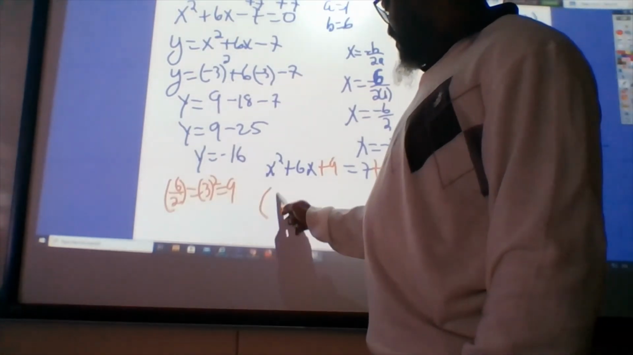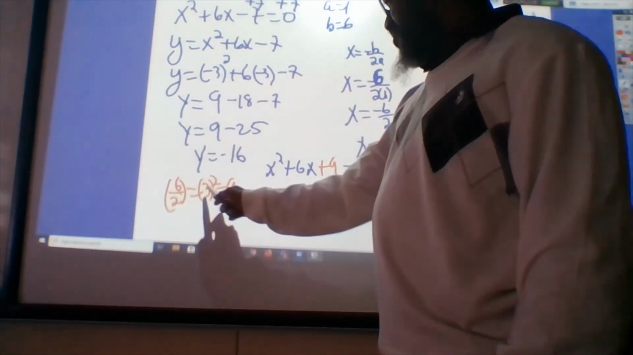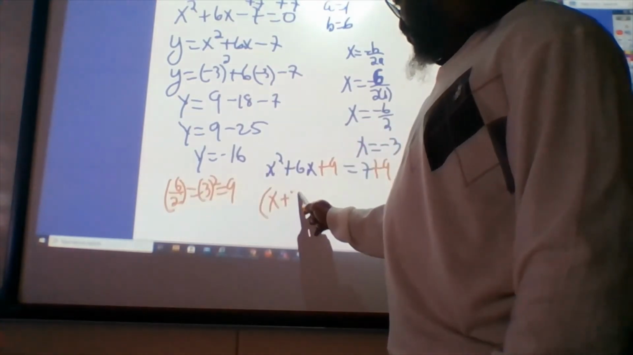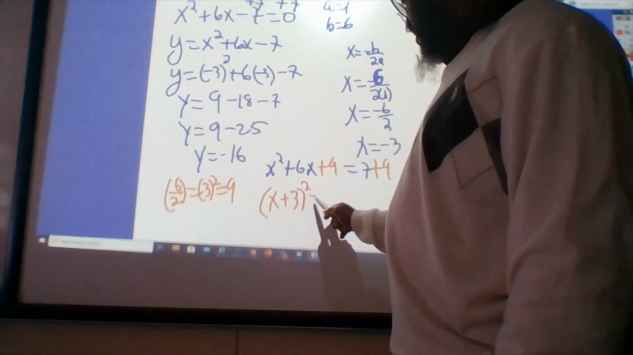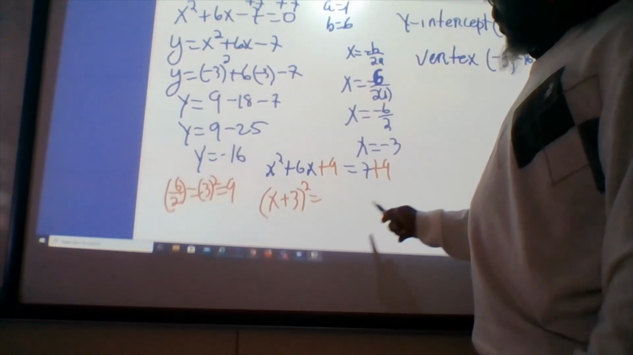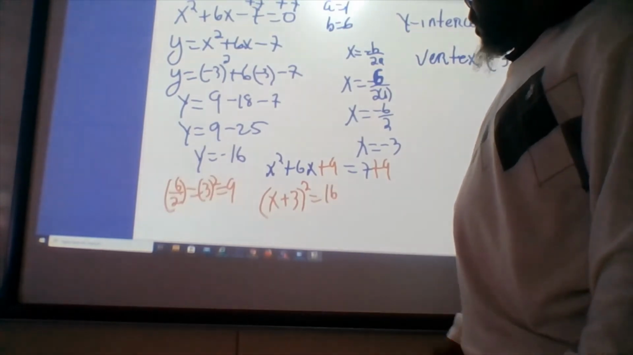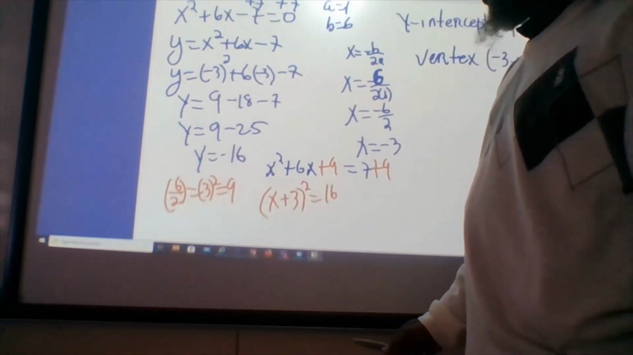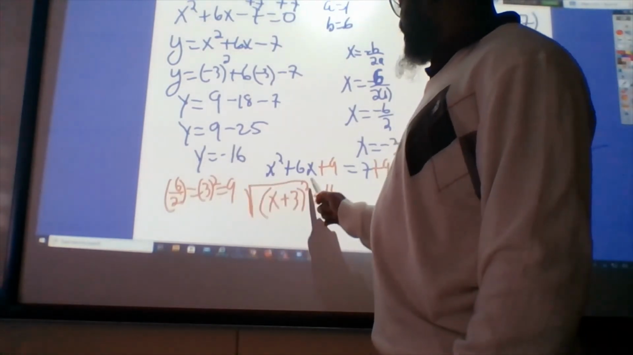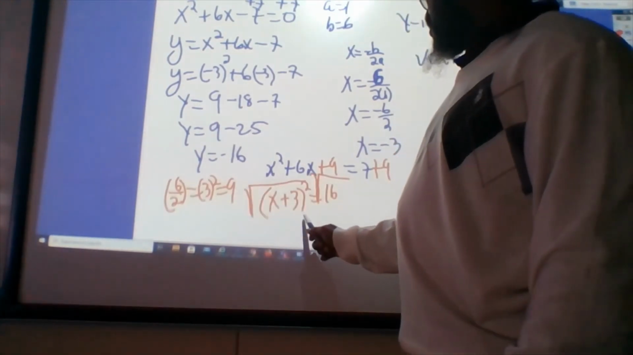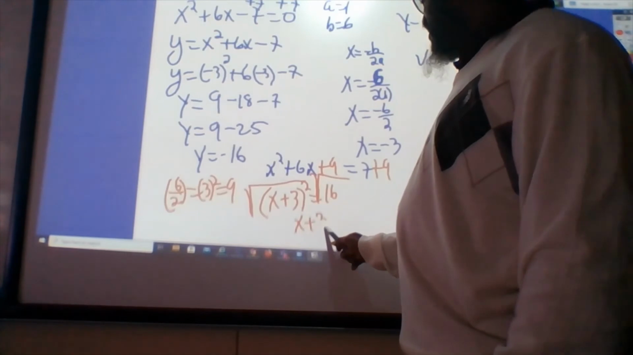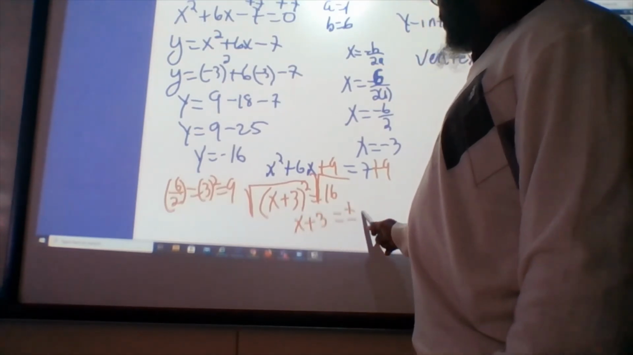So I'm going to write this as x plus whatever b over 2 was, that was 3. Then I'm going to square it, is equal to 7 plus 9, which is 16. So this is a good one. You don't have to deal with fractions. Then you take the square root of each side. And you take the square root, you end up with x plus 3 is equal to plus or minus 4.